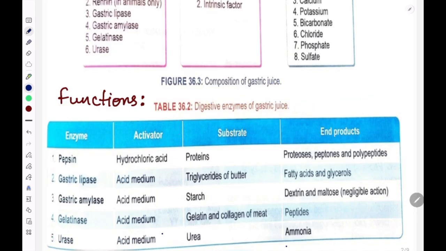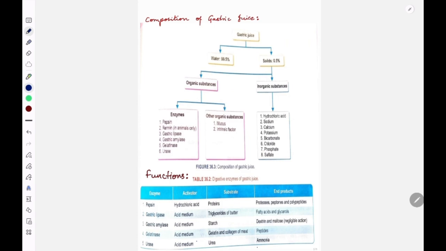Okay, so this is all about the compositions and the functions of gastric juice. I hope this is clear, and thank you.